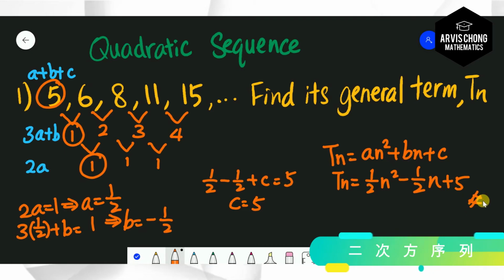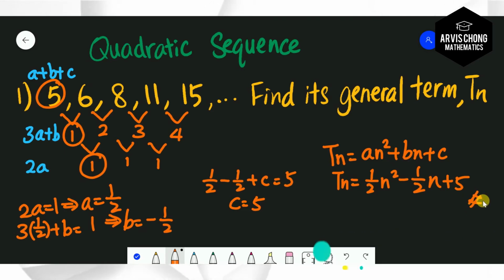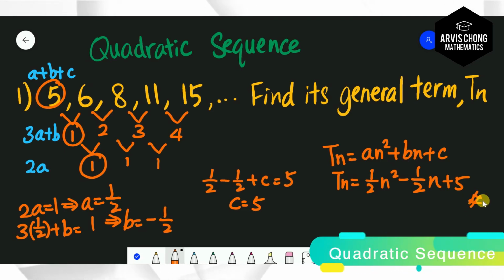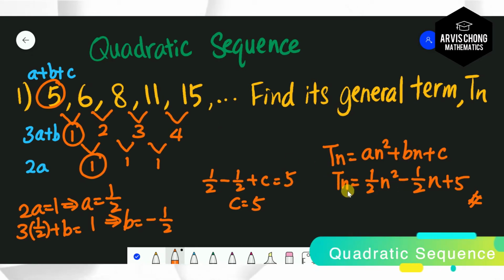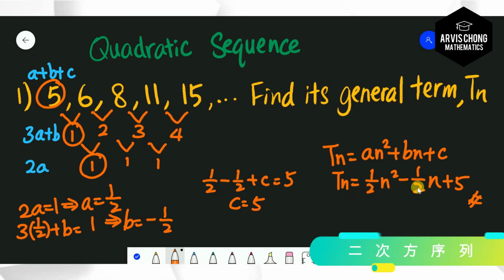Okay, so you might substitute the value of n. So let's say for the first term, you substitute with 1 inside to check the answer, see whether you get 5 or not. Okay, so if you want to check, let's say for example the fourth term, right? So you substitute n with 4, and then you will get 11 eventually, right?